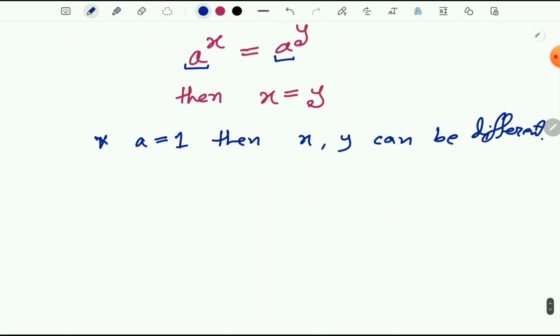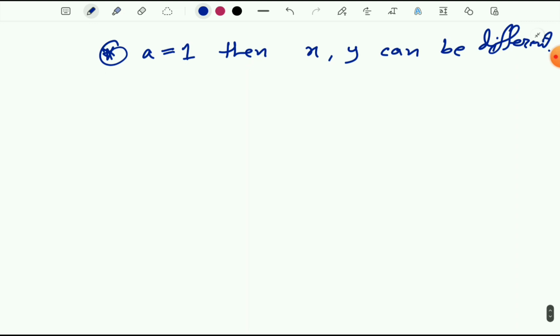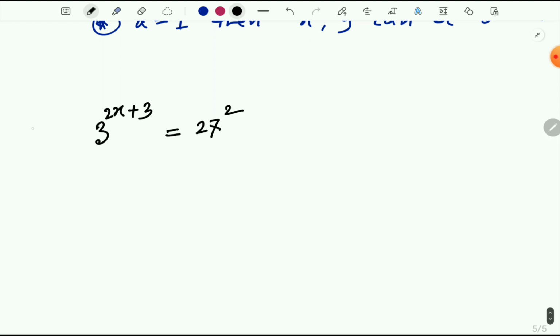Let's solve some problems. We can write a mathematical equation like 3 power 2x plus 3 equal to 27 power 2. If 3 power 2x plus 3 equal to 27 power 2, then what is the value of x?